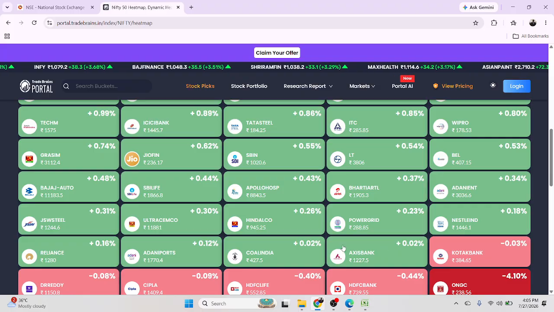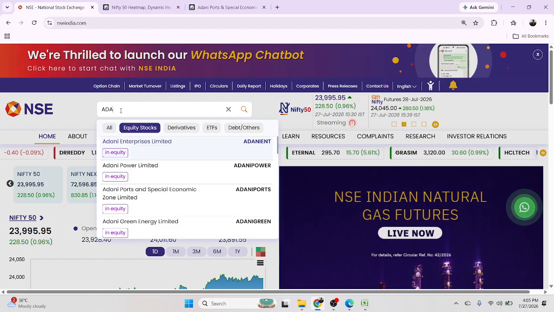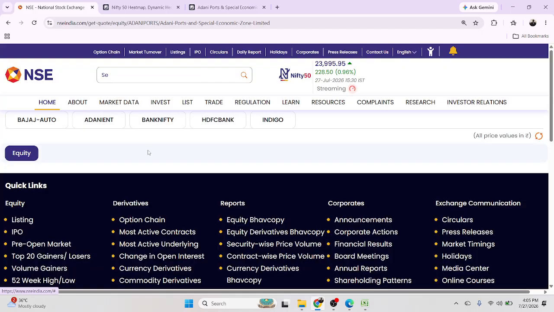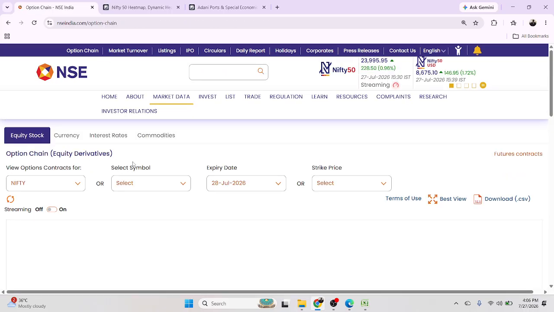You can choose Axis Bank or India. Okay, so let's try with Adani Port. Adani Port is only 50 paisa down, so it is not much volatile today. The open price was 1784, high is 1785, low is 1752. Now coming to the option chain, Adani Port.